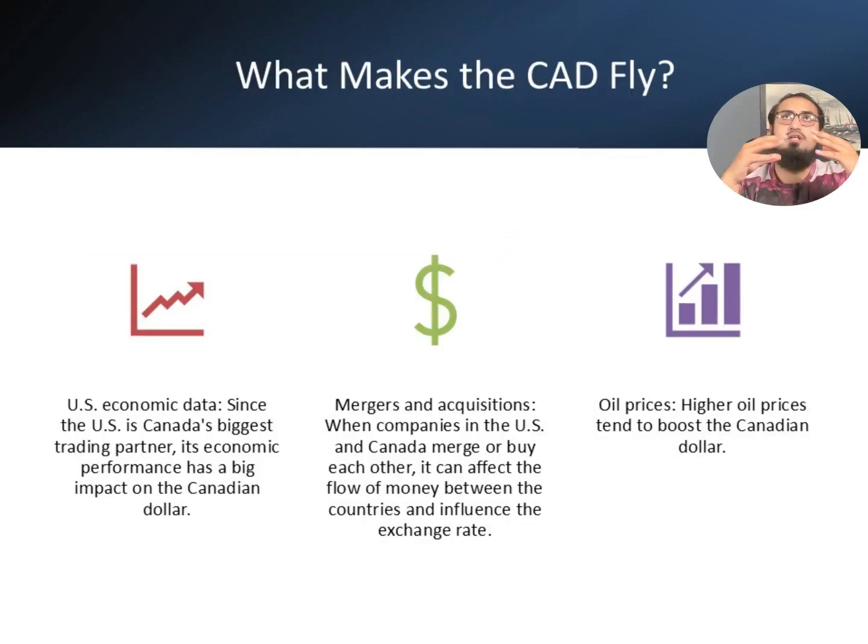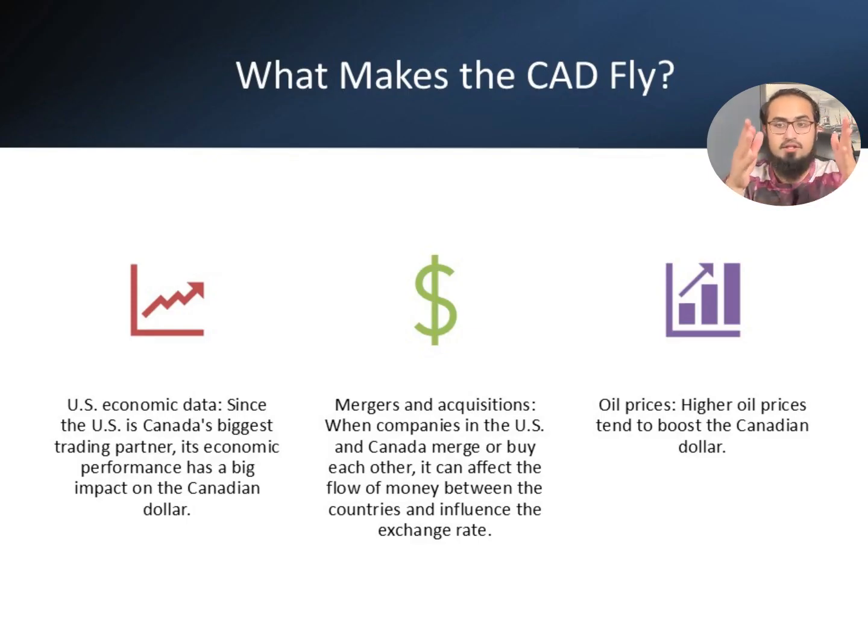What makes USD CAD? Now you have to keep this in mind. CAD and USD are interlinked economies, so it becomes quite choppy. And if we discuss choppiness in Europe, where both the euro and pound are interlinked economies, it also becomes quite choppy. US economic data is the biggest factor. The US is Canada's biggest trading partner. This economic performance has a big impact on the Canadian dollar.